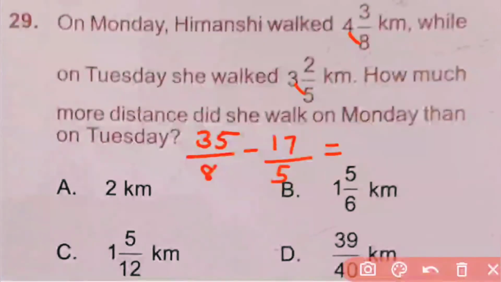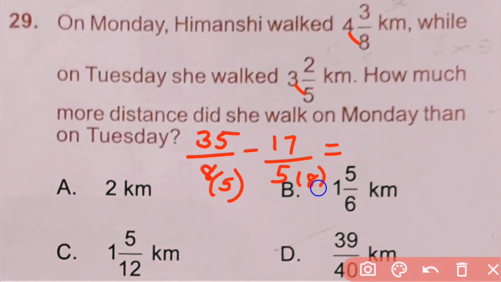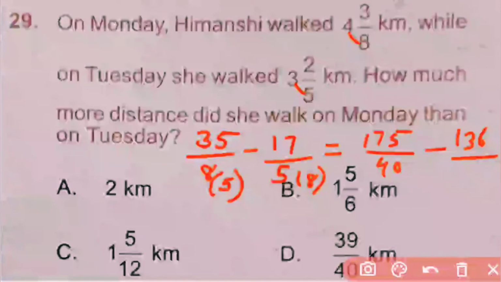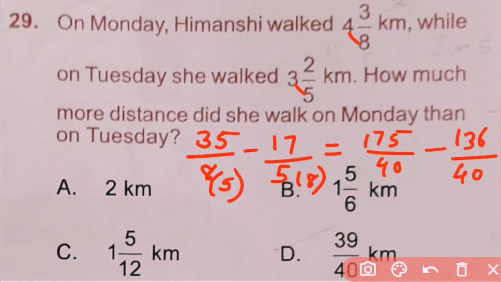LCM is 40, so we need to multiply by 5 here and here by 8. 35 into 5 is 175, 40, and 17 into 8 is 136. Here 8 into 5 is 40. Now their denominators are the same. 175 minus 136 is 39. 39 by 40. So 39 by 40 kilometer more distance she walked on Monday than on Tuesday. So here D is the correct answer.